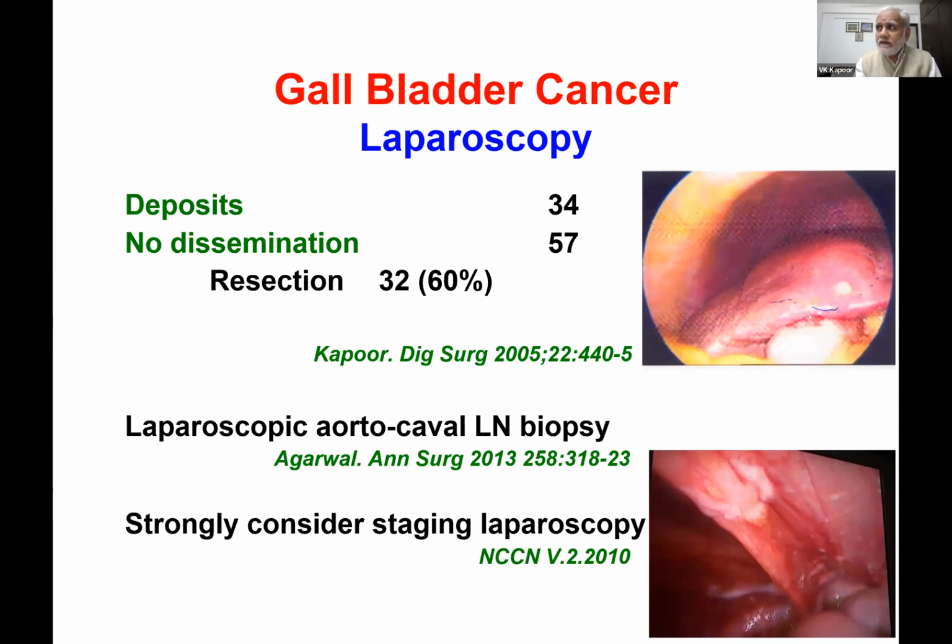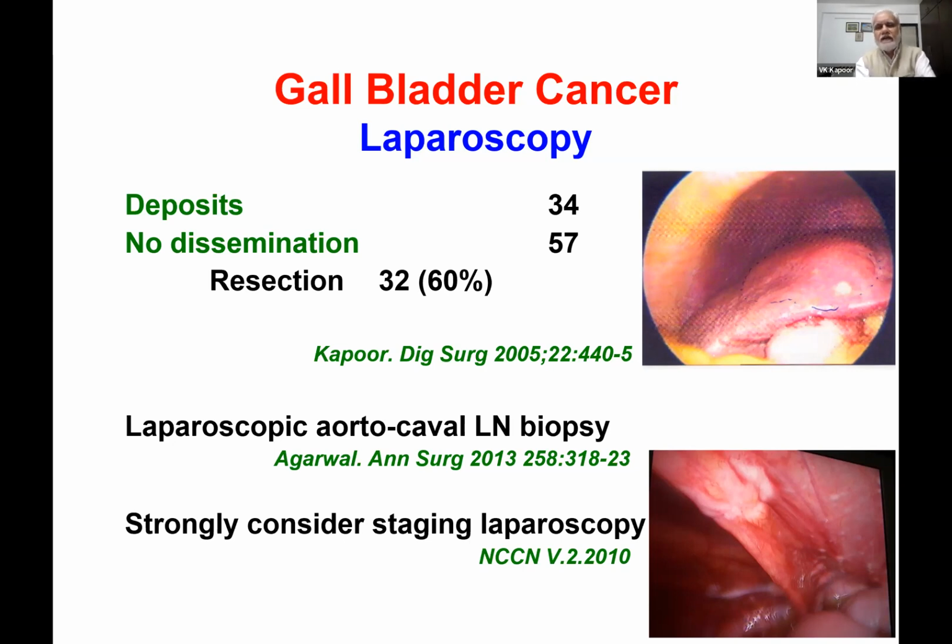Once you have decided to operate upon the patient, we strongly recommend that in each and every patient, you must put in a telescope and look for distant metastasis. Because these small surface deposits on the surface of liver, diaphragm, peritoneum, omentum, viscera may not be picked up even with a good CT scan or PET scan. And they will be seen only on staging laparoscopy.